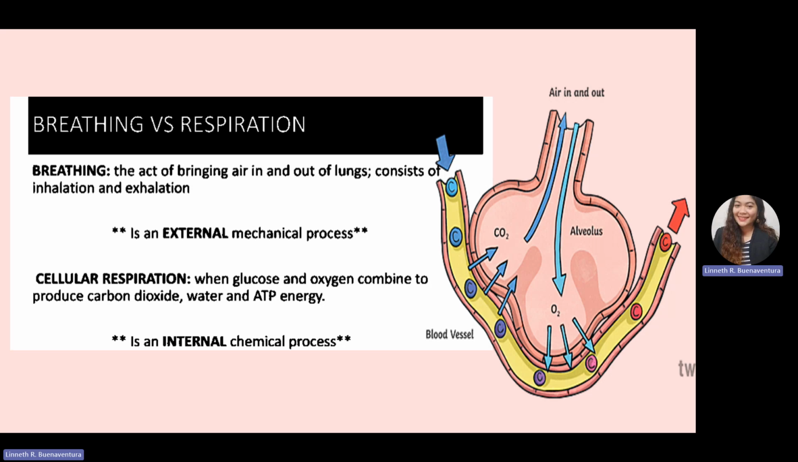Why is breathing known as an external mechanical process? It is the mechanical way in which we acquire oxygen and release carbon dioxide. And when the oxygen is in the red blood cells, it will be used for the internal chemical process for us to break down the glucose and create energy, which is the ATP.